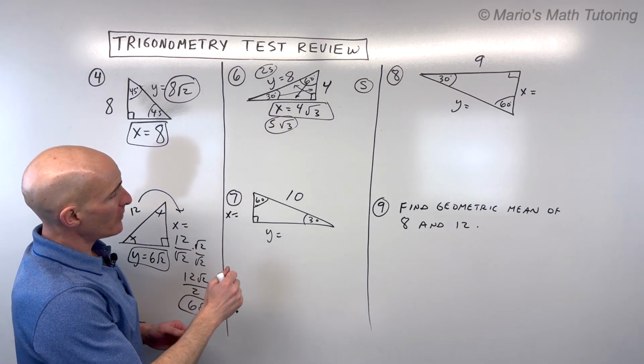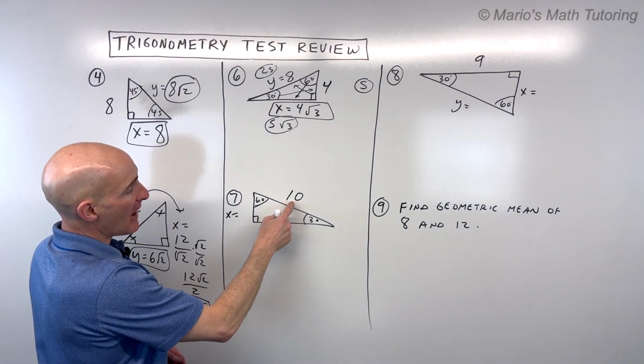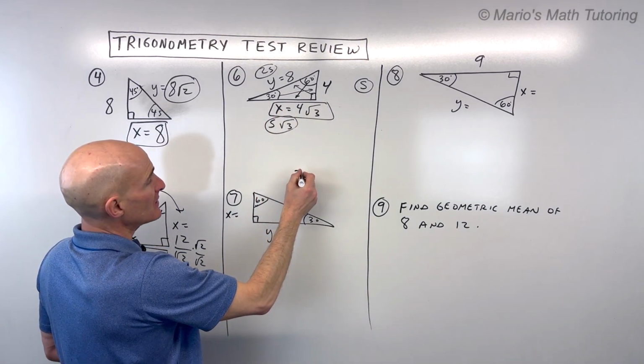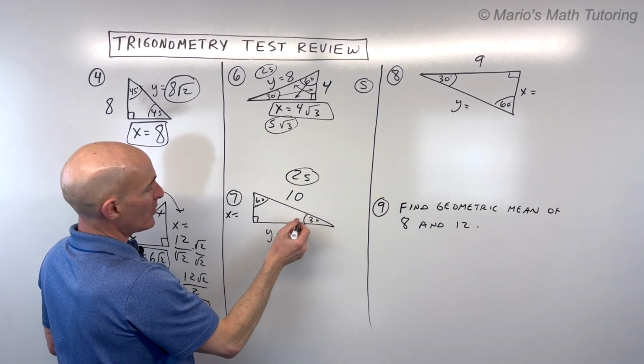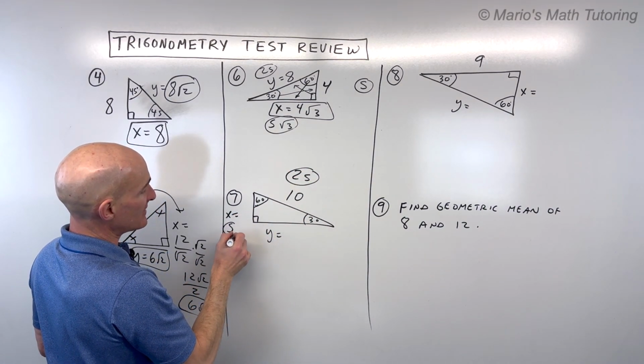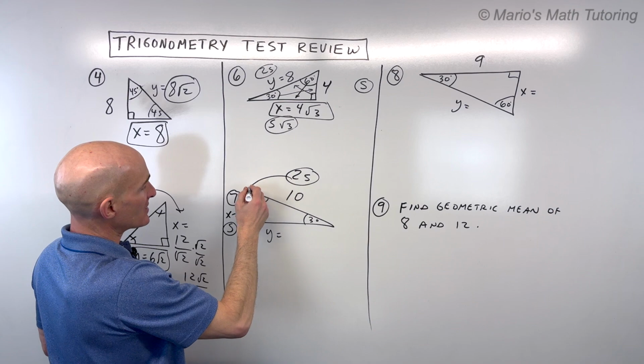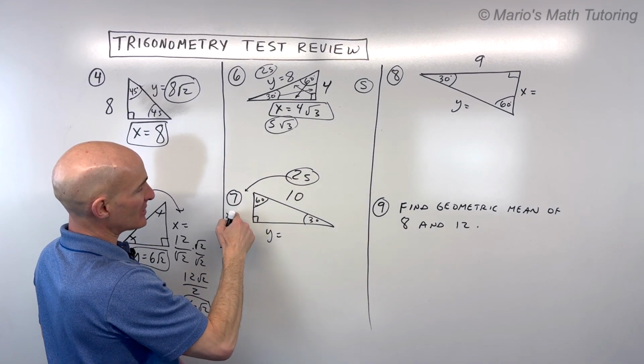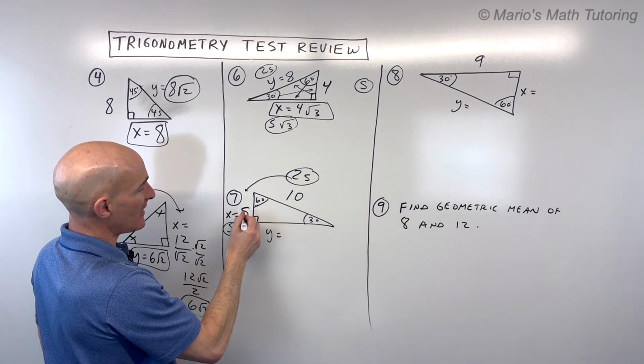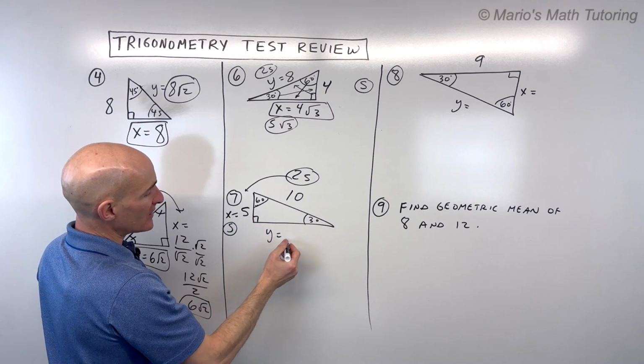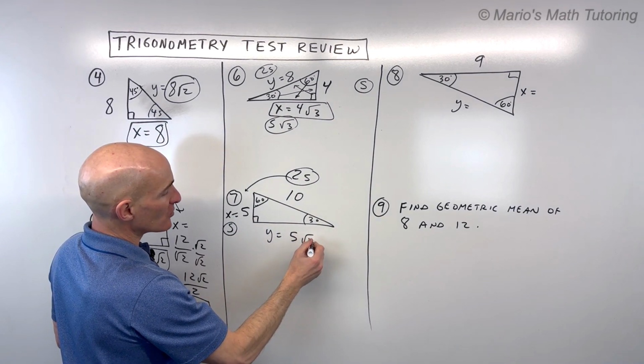For this one though, the 30, 60, 90, they're giving us the hypotenuse. So remember, that's the 2S side. The one across from the 30, that's the short leg, that's the S side. To go from 2S to S, we have to divide by 2, right? So 10 divided by 2 is 5. And to go from the short leg to the longer leg, you just multiply by the square root of 3.